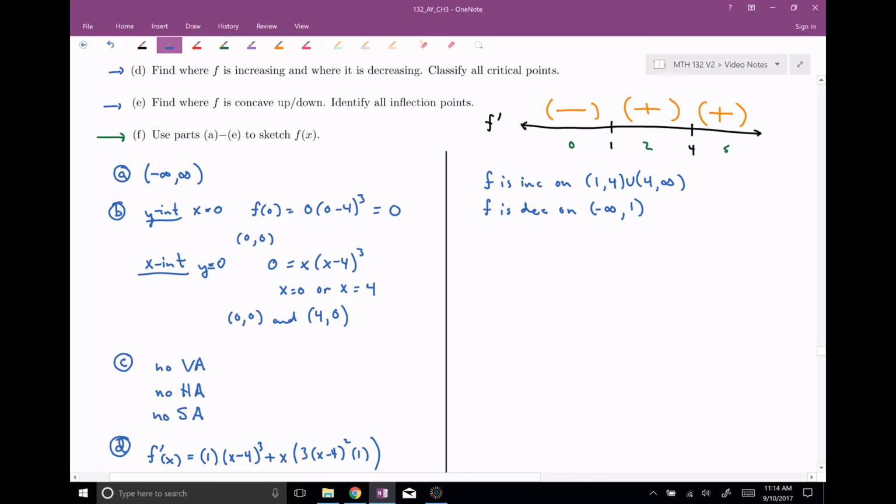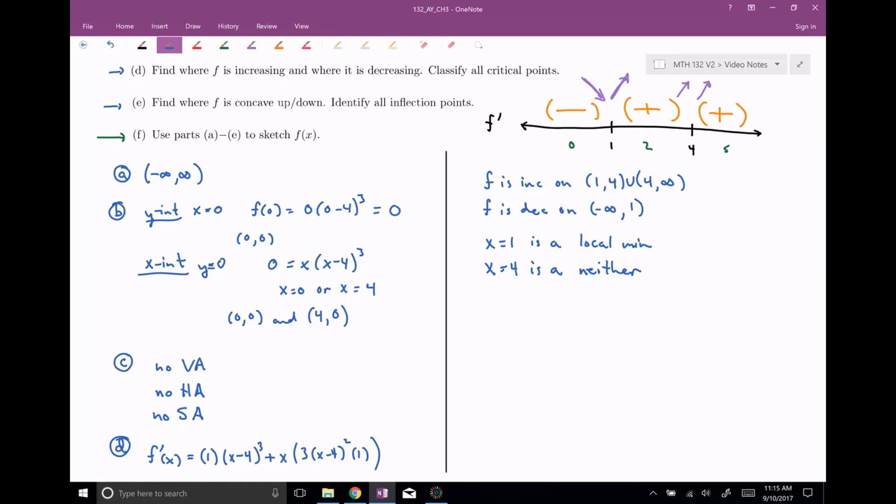And then we want to classify those critical points. So x equals 1 is a, let's see, we go from negative, so that's decreasing, to positive, so that's increasing. So we go from decreasing to increasing, that's going to be a local min. And then x equals 4 is a, let's see, we go from increasing to more increasing. So therefore this is neither. So that's how I would write down the classifications there. Okay, and I think we've answered all the questions in part D.